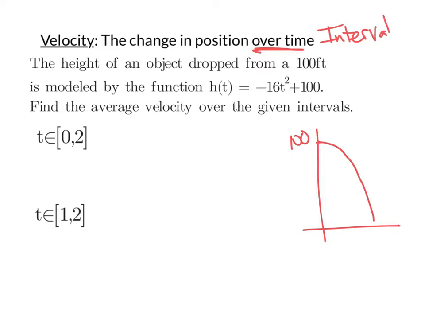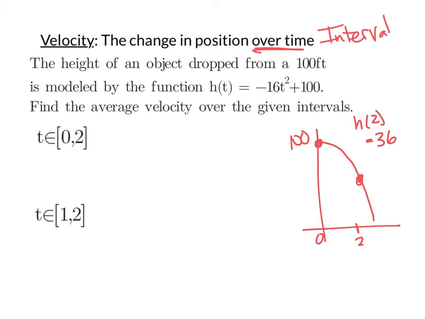So when we're talking about the average velocity from 0 to 2, we're looking at its position at time being 0 seconds and time being 2 seconds. Well, we need to know where its position is at that 2-second spot. And we can find that by just plugging 2 into our function h. And what we'll end up with is negative 64 plus 100, so 36.